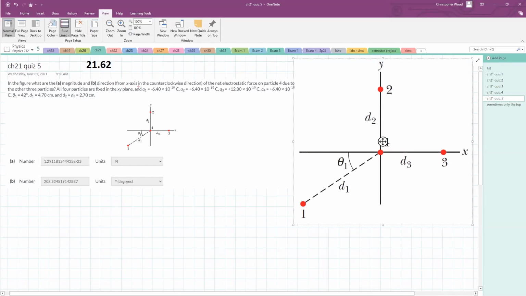What's the magnitude and direction of the net electrostatic force on particle 2 due to the other 3 particles? That's the question. So it's short and sweet.